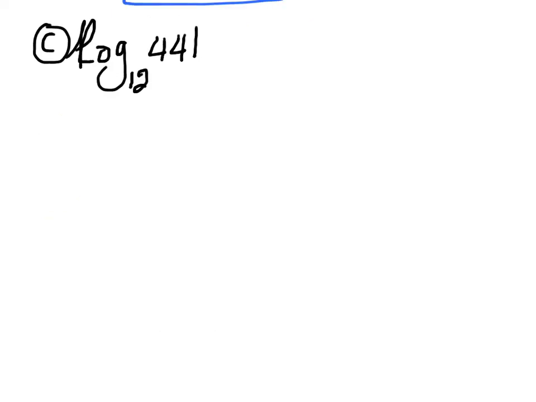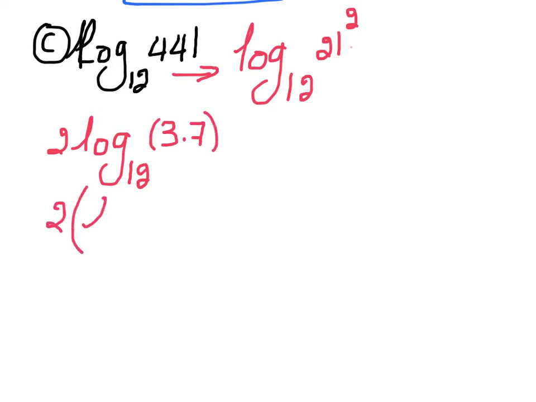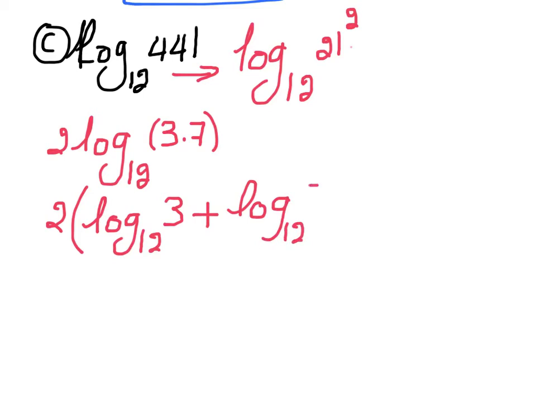Continuing with part C, I want you to switch 441 into 21 squared. 21 times 21 or 21 squared. So this will give you 2 log base 12 of 21, but 21 is 3 times 7. Can I switch it now and make it 2 times the quantity? Make sure it's the quantity of log base 12 of 3 plus the log base 12 of 7. You have to make sure you have the parentheses in there.